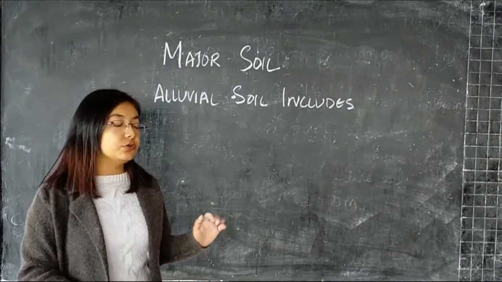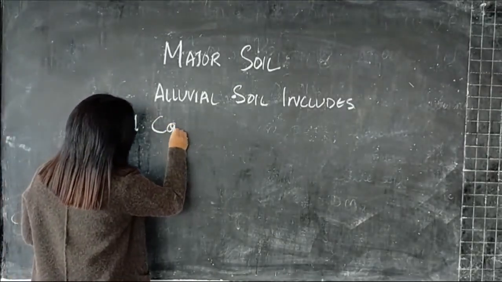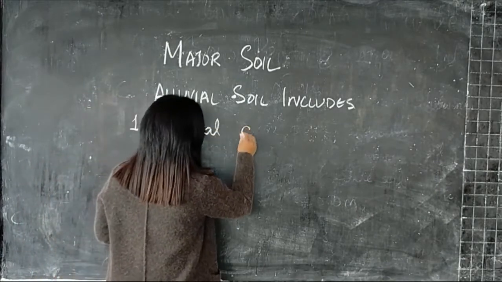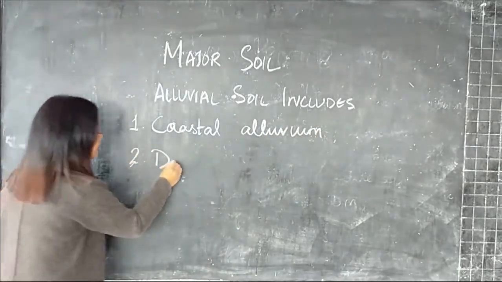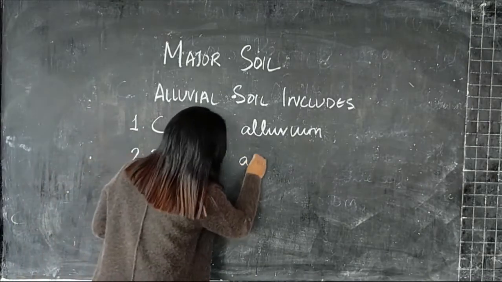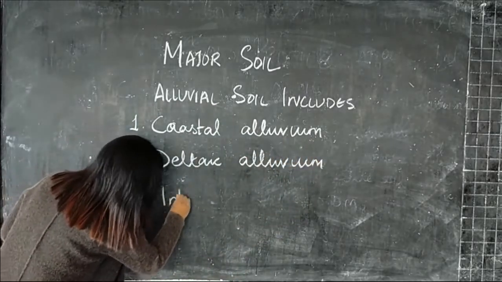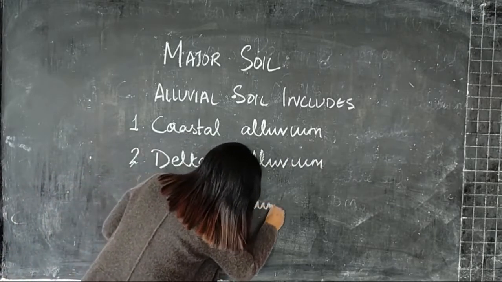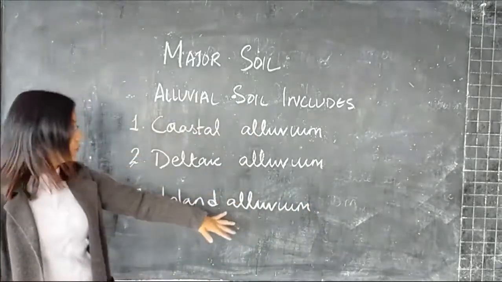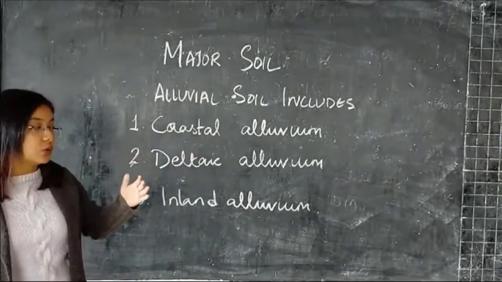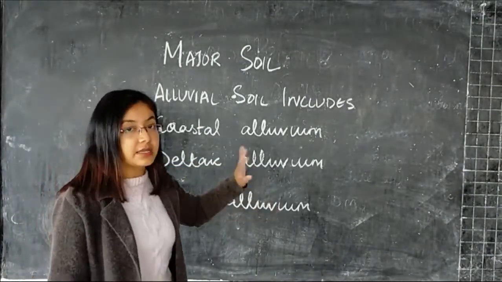When we talk about the alluvial soil, it includes three types of alluvium. The first one, the coastal alluvium. Number two, we have the deltaic alluvium. The third type of alluvium that we have is the inland alluvium. So alluvial soil includes three types of alluvium. The first one is your coastal alluvium, which comes from the coastal areas. Deltaic alluvium, which comes from the delta region. Inland alluvium, which comes from the inland areas.